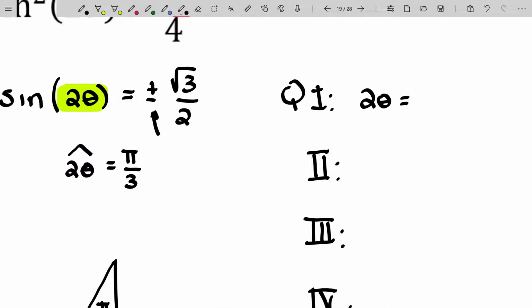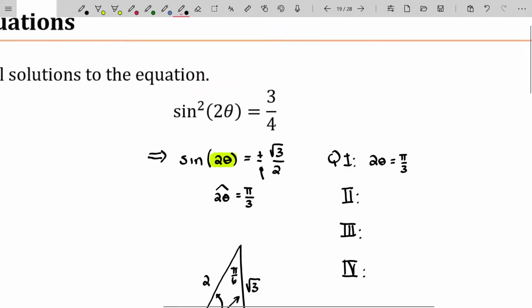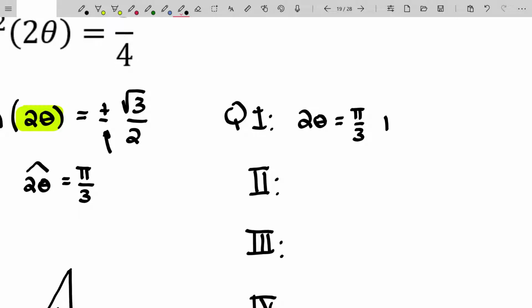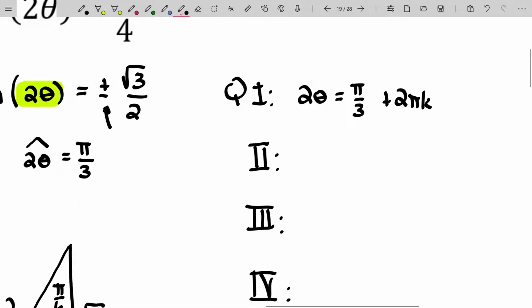We have a reference angle of pi/3 in quadrant 1, means our angle, which is 2 theta, not theta, but 2 theta, is pi/3. Do we want all solutions? Yeah, we want all solutions. So I'll say plus 2 pi k. Again, in quadrant 2, our angle, which is still 2 theta, with a reference angle of pi/3 is 2 pi/3, and then plus 2 pi k.